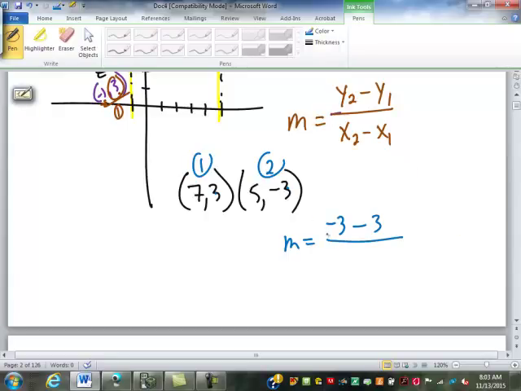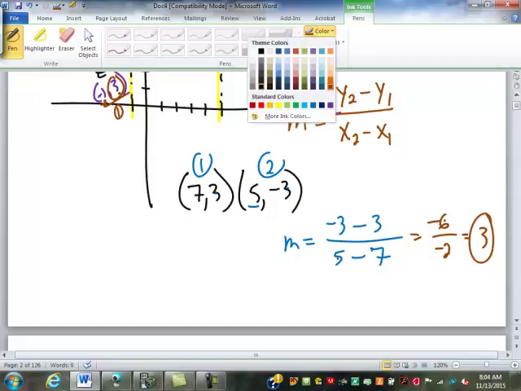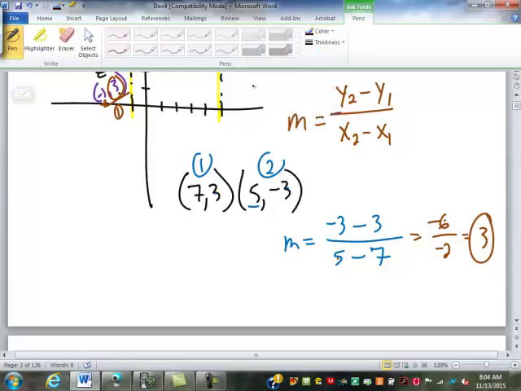x2 would be 5. That's the x coordinate of point 2. Minus 7 is the x coordinate of point 1. So now negative 3 minus 3 is negative 6. 5 minus 7 is negative 2. Negative 6 over negative 2 is 3. Slope of 3. Is that making sense?